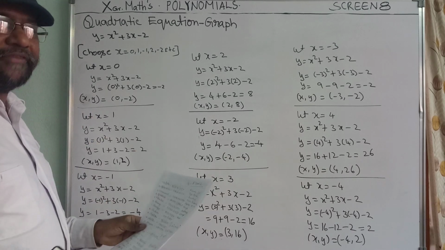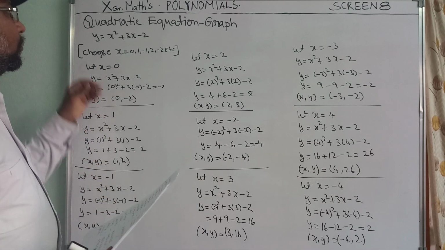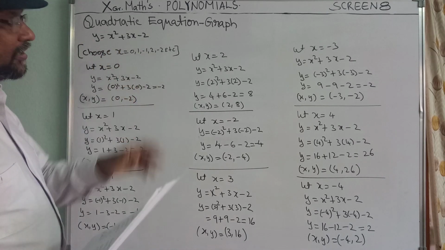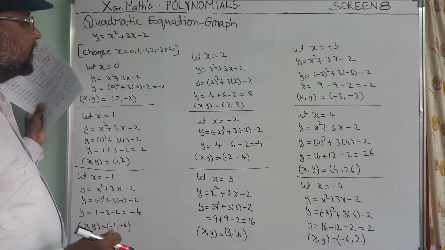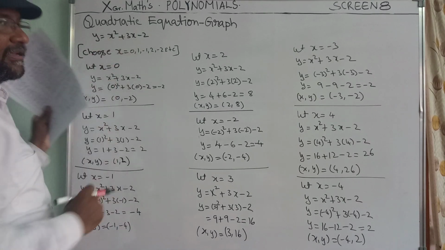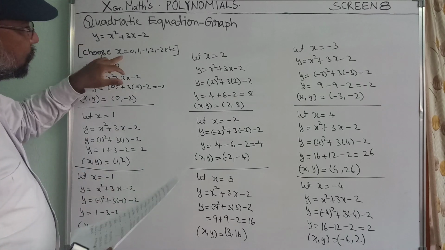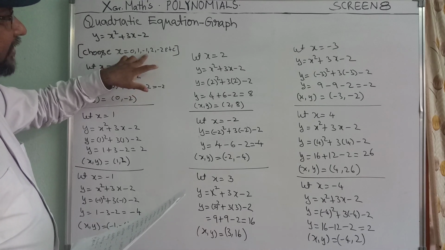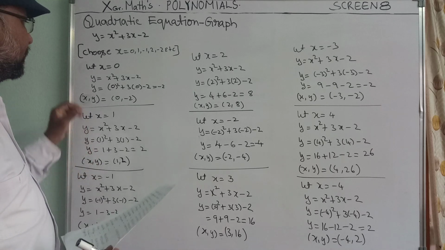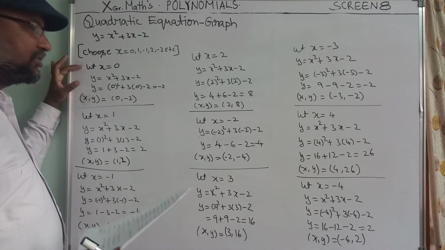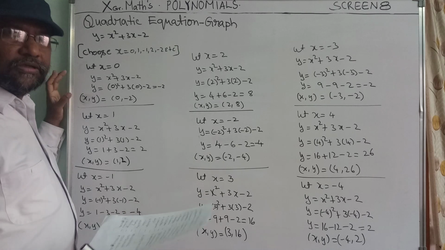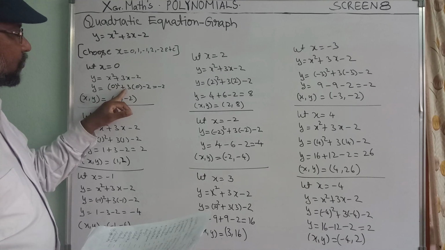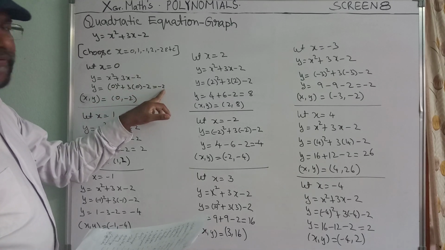Now how to draw a graph for this equation? It should have two variables because it is a graph on the Cartesian plane, so that it can pass through the x-axis and y-axis. Now choose numbers like 0, 1, -1, 2, -2, etc. Now let x be 0. We will start with the simple one. Take the equation, substitute 0: 0 square plus 3 into 0 minus 2, the value is -2.